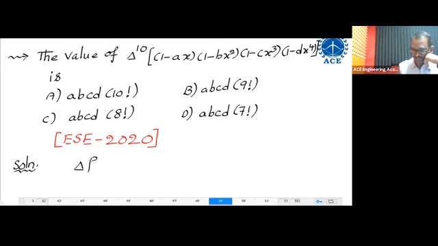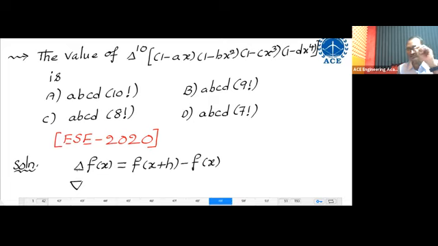Anyhow, I'm saying delta f of x means f of x plus h minus f of x. This is called delta, the forward difference operator. The second one is the backward difference operator, del of f of x, that is f of x minus f of x minus h.